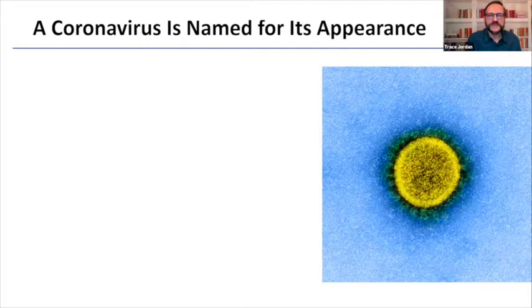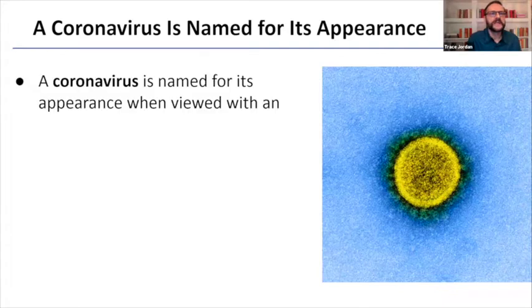The image on the right shows a coronavirus. So before we go on, we can just pause and take a look at it. It has a yellow central region and green spikes that are protruding from the surface. In fact, a coronavirus is named for its appearance when viewed with an electron microscope.